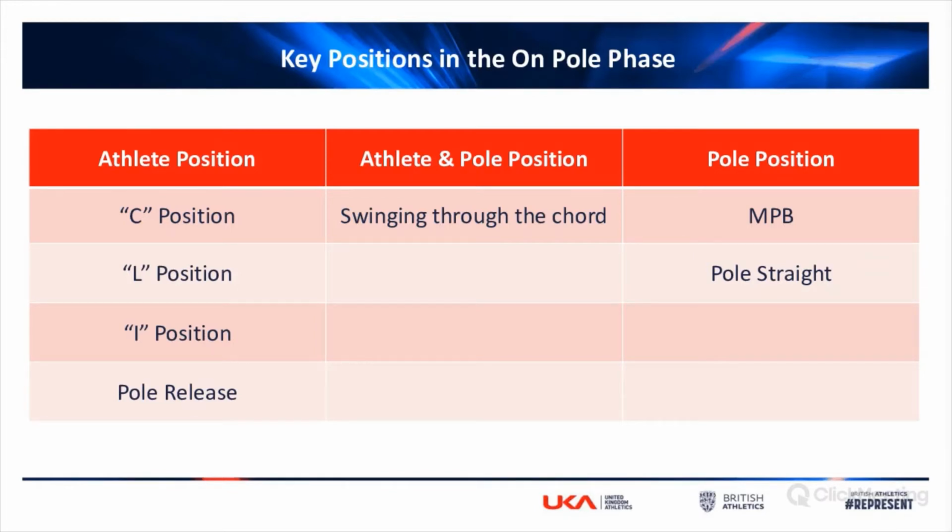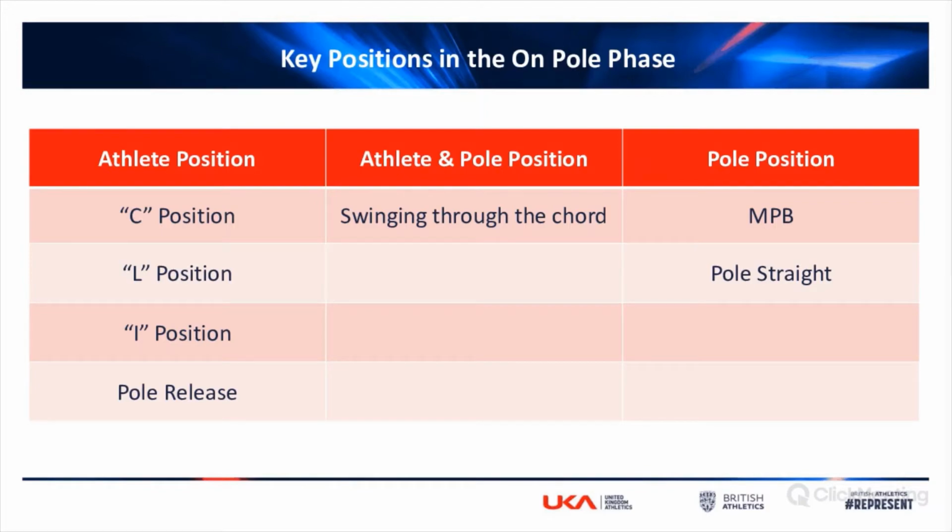So in terms of athlete positions, we have the C position, which we've just talked about. Then we have the L position, where they're in the kind of L shape over the top of the pole. We'll see that in a minute. Then the I position, then we have pole release. Athlete and pole together, we have a position where they swing through the cord of the pole. That's going to become really important as we go on. And then in terms of key positions with the pole, we have maximum pole bend, which we already talked about last week, and then when the pole returns to its straight position at the end of the swing.